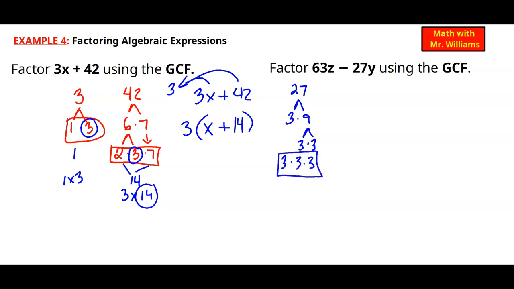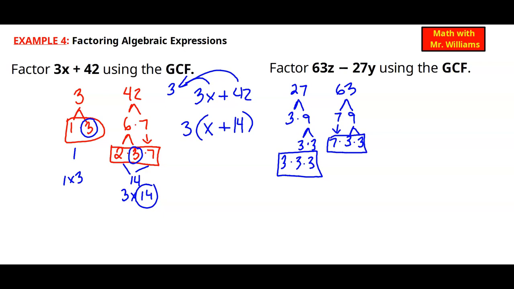All right, let's break up the 63 now. What times what gives me 63? Well, how about 7 times 9? And 7 is a prime number, so we're going to now break up the 9. So that gives me 3 times 3. So if I bring down the 7, it'd be 7 times 3 times 3, and box that in.